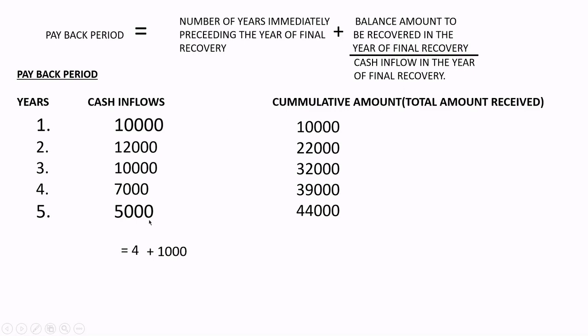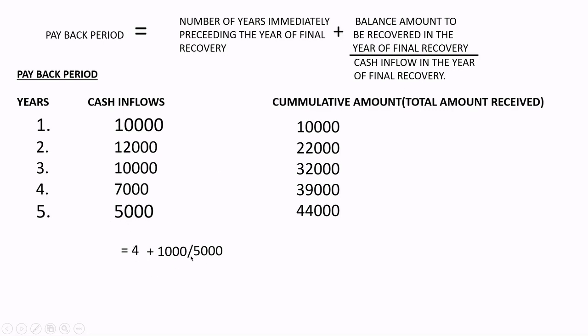Our final recovery period would be the 5th year. So the cash inflow in the year of final recovery, because our investment period is 5 years, means the last year. In the last year, I'm getting 5,000 rupees. So you need to divide 1,000 rupees by 5,000 rupees. Here I write 1,000 over 5,000 in the division, because the cash inflow in the final year of recovery is 5,000 rupees.